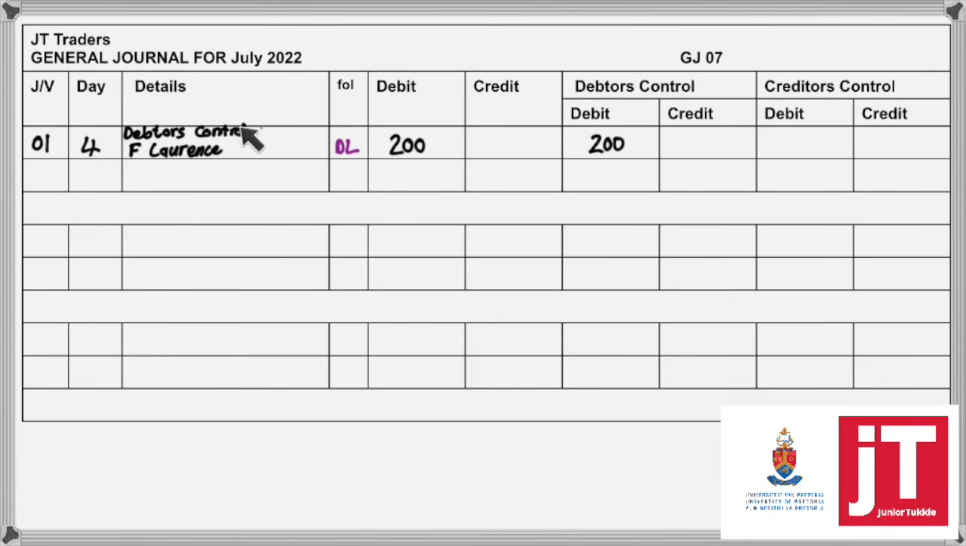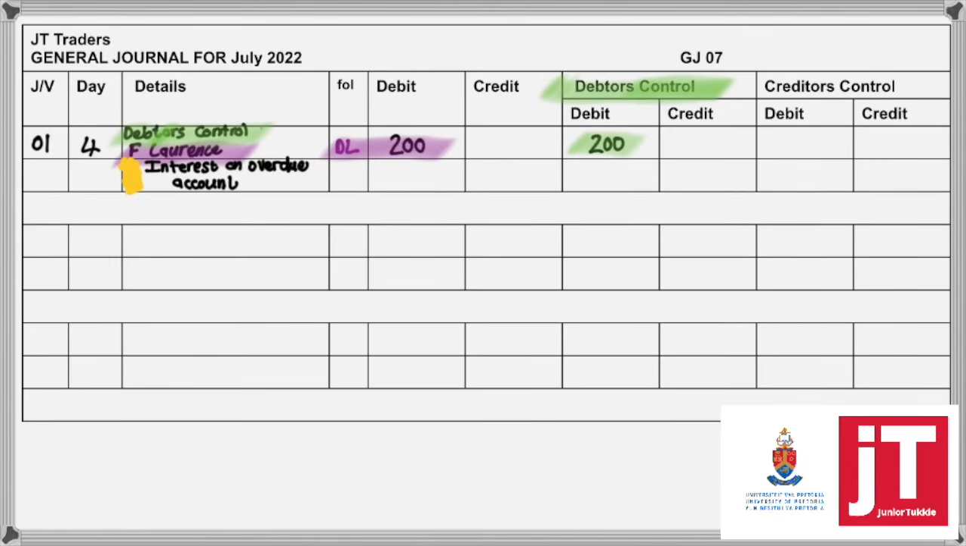Debtors control to remind yourself that it influences the control posting, and F. Lawrence to indicate that it posts to the debtors ledger account. So technically it's not necessary to put the debtors control there above, but I prefer my learners to do that so that they don't forget to post it to the control column here. The entry that is wanted though is the F. Lawrence for 200 Rand, referring to the debtors ledger, but there's a double posting, so I prefer that my learners put in both. What was it for?